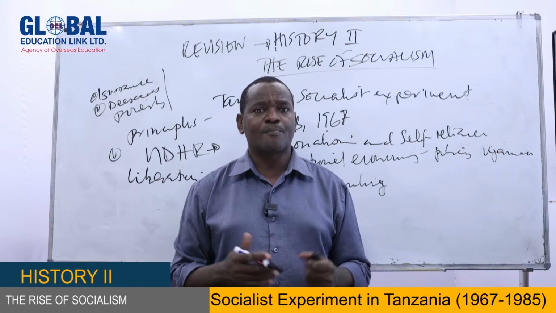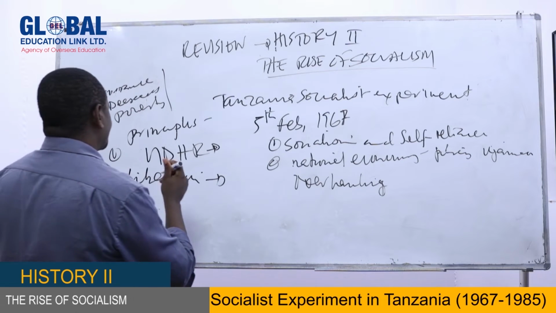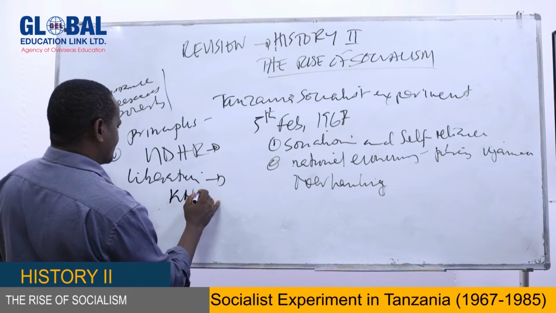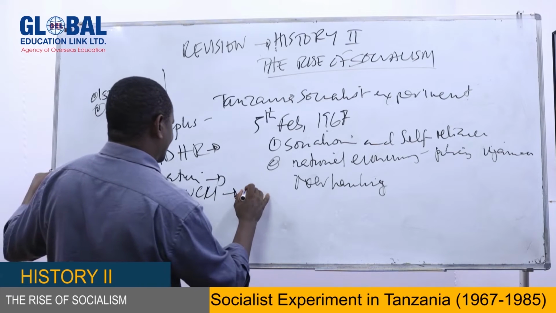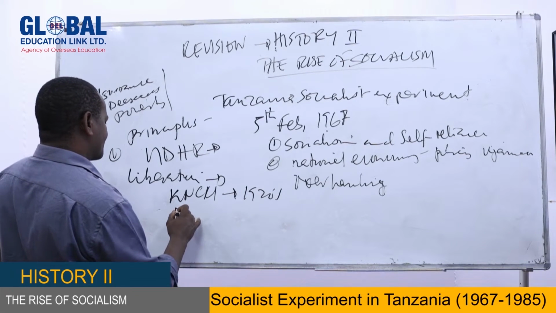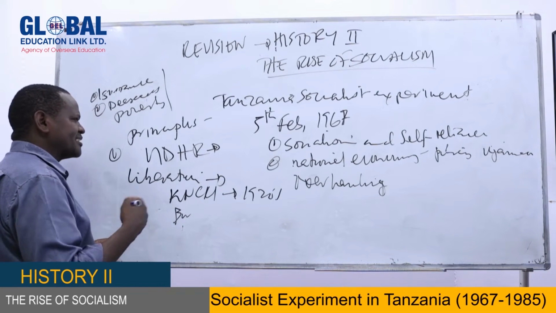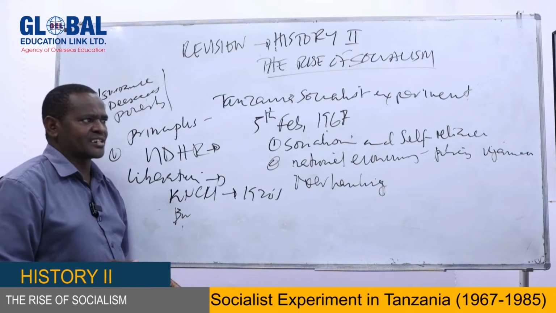Remember, there were some cooperative unions which had been established long before the Arusha Declaration. For instance, there was KNCU, Kilimanjaro Native Cooperative Union. This was established a long time ago in the 1920s. But also there was another, the Bahaya Cooperative Union. There was the Nyanza Cooperative Union, and so on and so forth. These were established very early, before the Arusha Declaration.